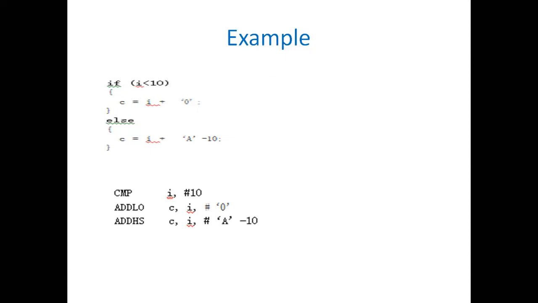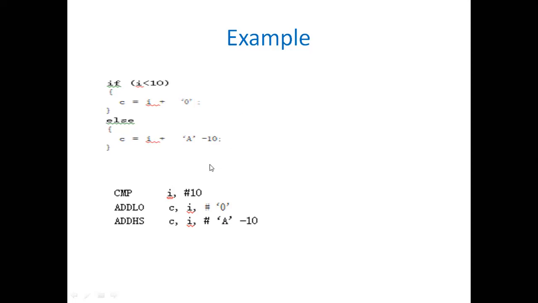One example of the condition code: if i is less than 10, c is set to i plus the ASCII value of '0'. Here you are converting a decimal number into its ASCII value, the hexadecimal equivalent. Else, c is equal to i plus the ASCII value of 'A', minus 10. That will give the character equivalent of the hexadecimal number.